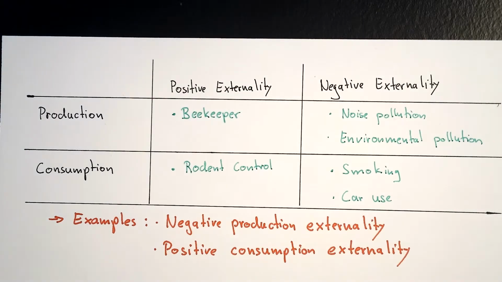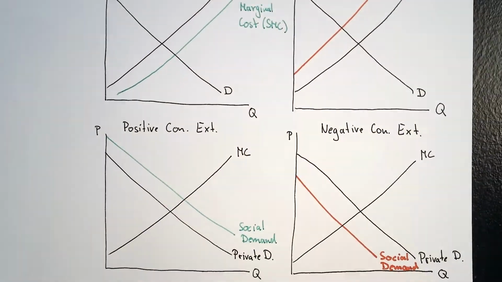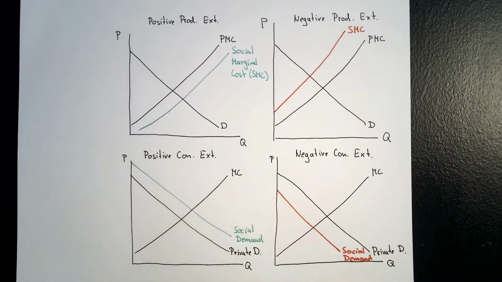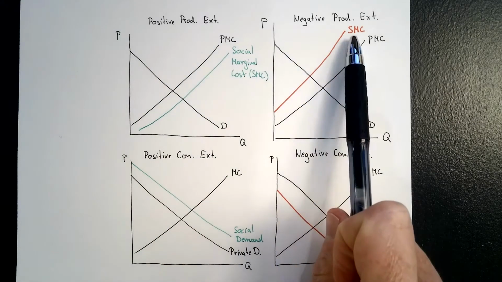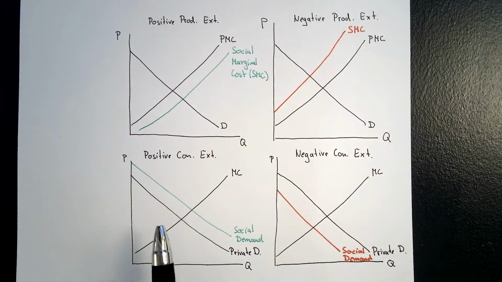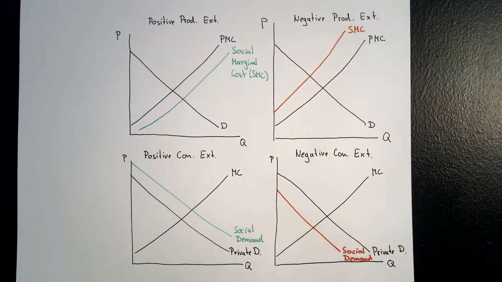Now, from an economic perspective, the question is, how do we actually represent the positive and negative production and consumption externality graphically or from a mathematical perspective? So let us have a look at the graphs below here, where I have drawn the four cases. Here the positive production externality, the negative production externality, and here the same for the consumption. Okay, so let us start with the negative production externality here.